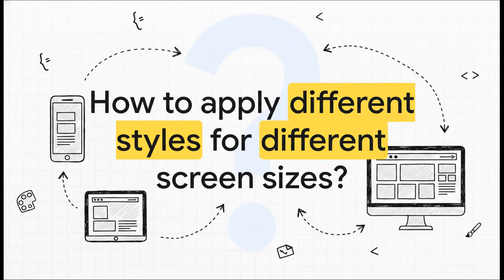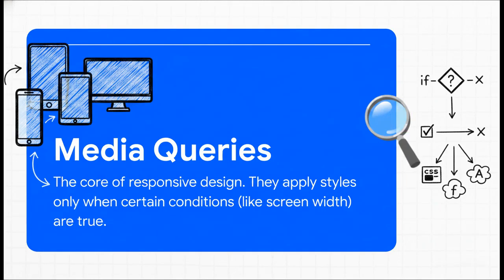Now, for a really important question, how do we apply different styles for different screen sizes, like for a mobile phone, a tablet, and a desktop? The answer lies in responsive design. And the magic behind this is something called media queries. You can think of them as the if statements of CSS. You're basically telling the browser, if the screen size is this wide, then apply these specific styles. It's how websites look one way on a phone and completely different on a desktop.